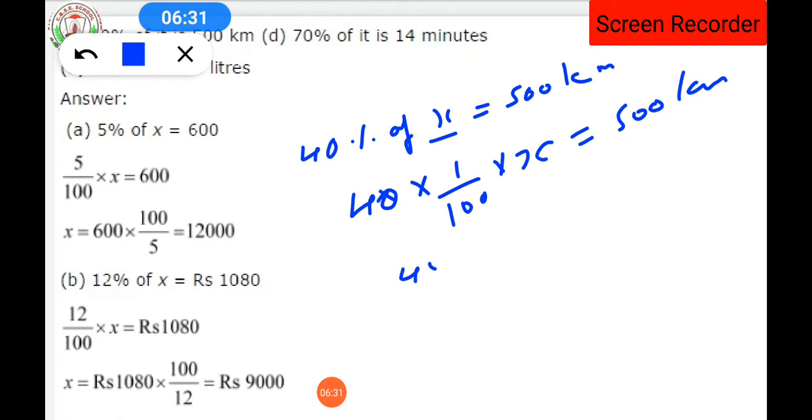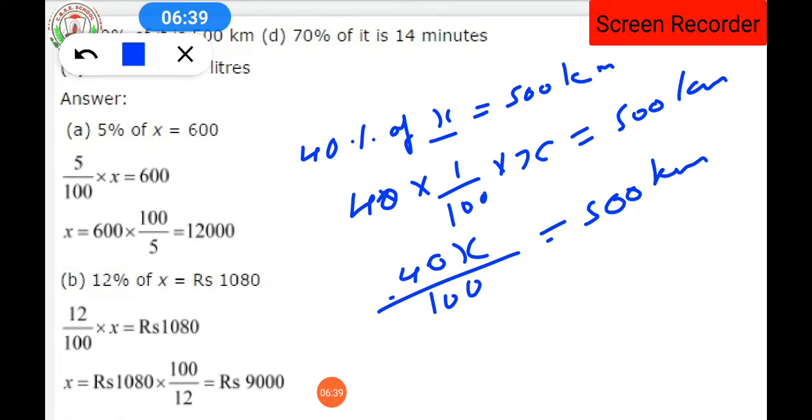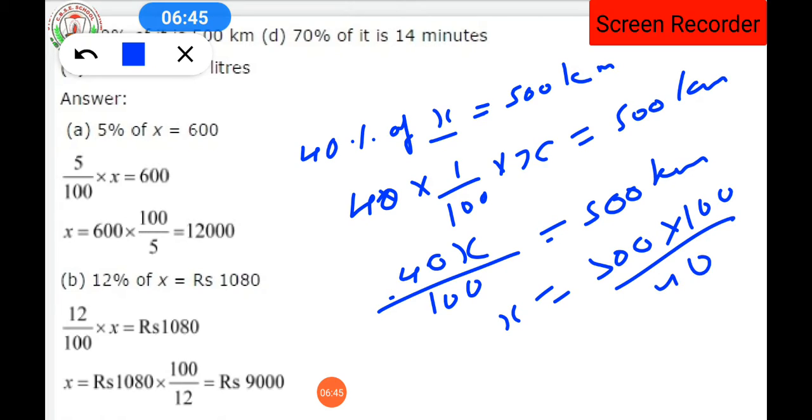So 40x upon 100 is equal to 500 kilometers. Now here x is equal to 500 into 100 upon 40. So here the zeros will get cancelled. Here the 2's, here the 5's, again here the 1's, it will be 2500. So what will be our answer?